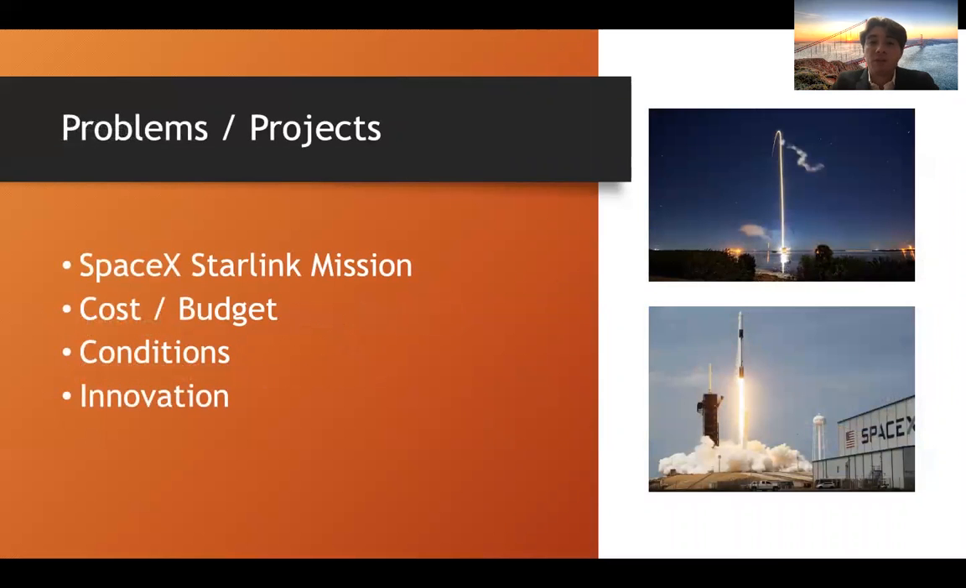A current project would be the SpaceX Starlink mission, which is tasked with reusing rockets in order to launch commercial satellites. And problems that include this would be cost and budget, because these materials would be very expensive, as well as the conditions that they must endure to be reused, as well as innovation to stay on top of the market with competing brands.